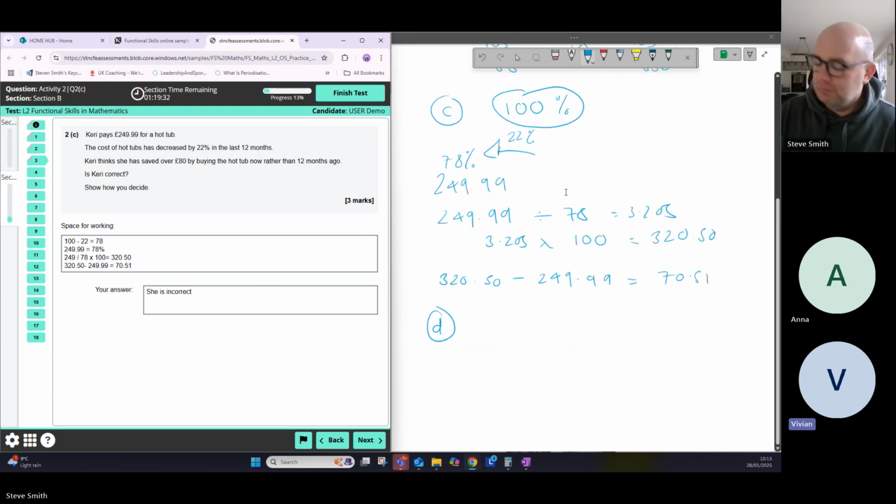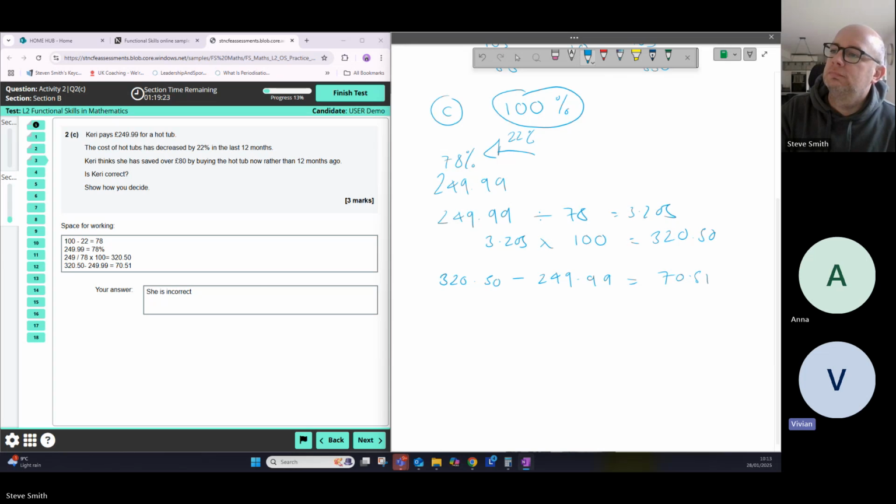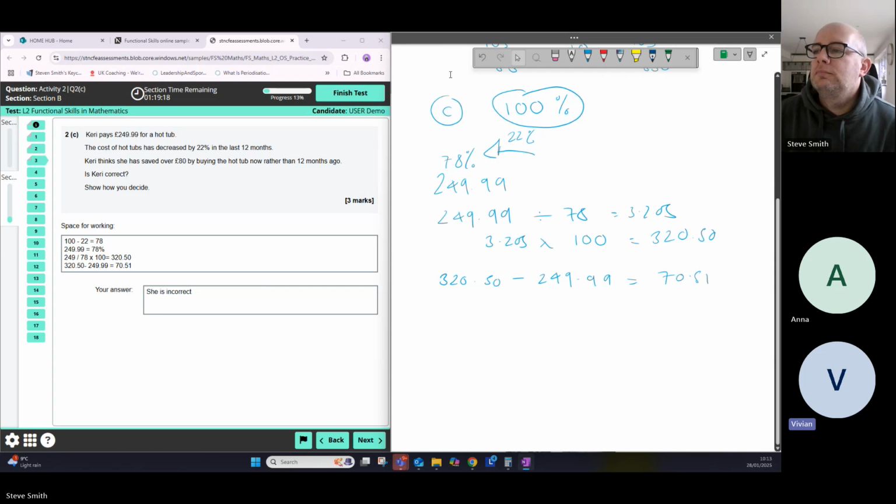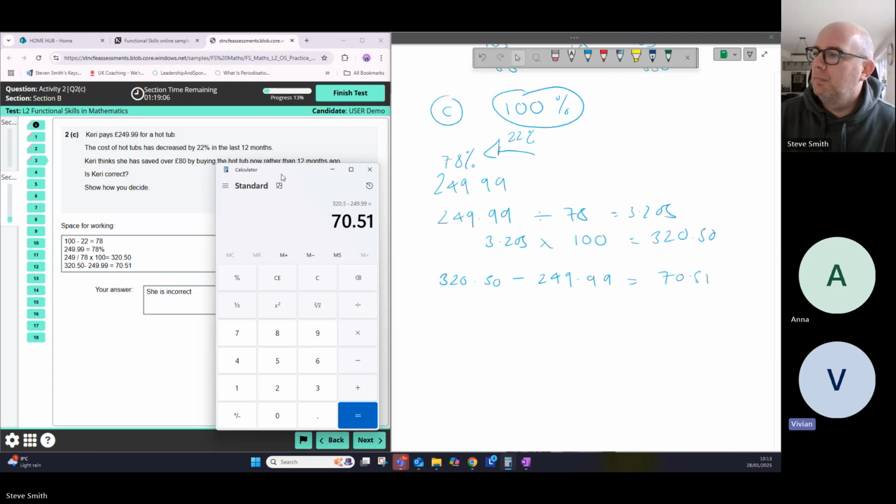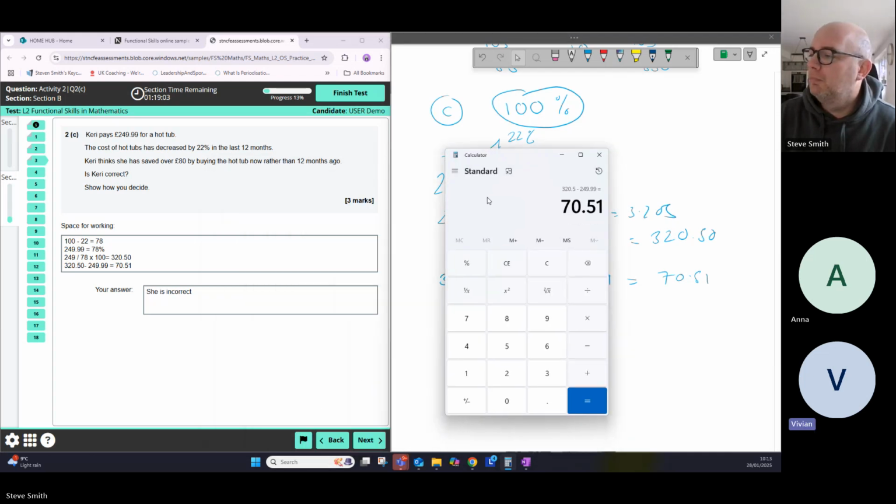How about, so if you find out what 22% of 249 is and deduct it from the original price. So I've forgotten the way I used to do it. Like I would have done 122%. Okay. 122%, and I find out 122% will give me this 320.50. Then I deduct 249.99 from it.